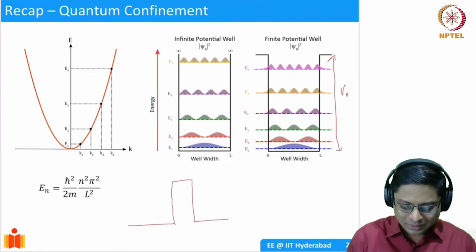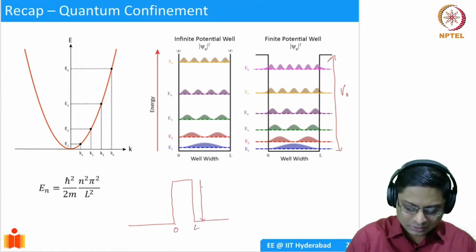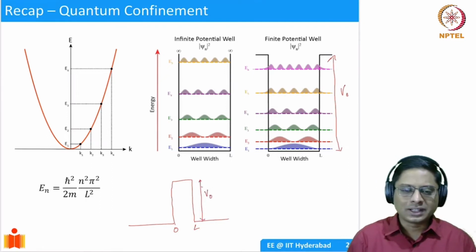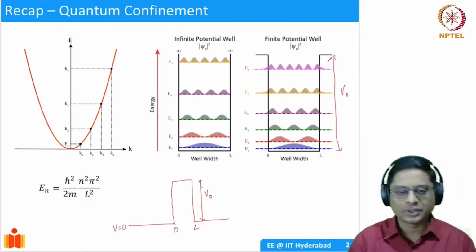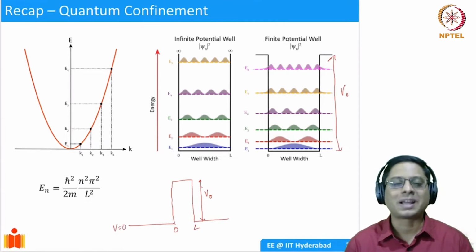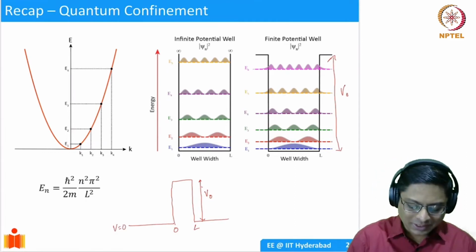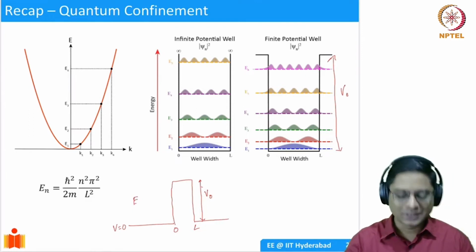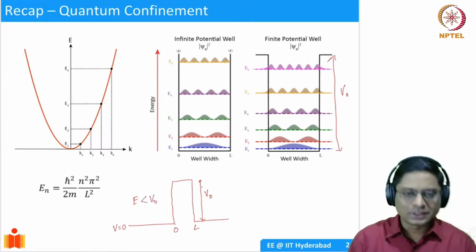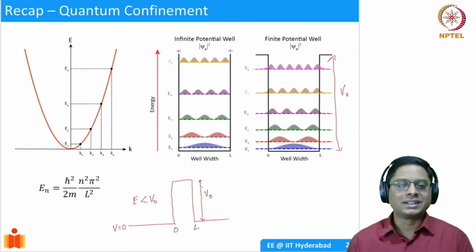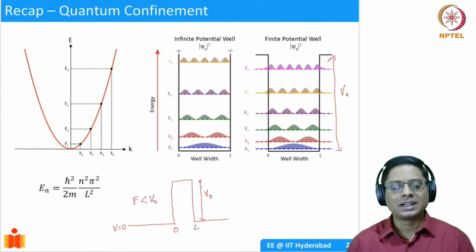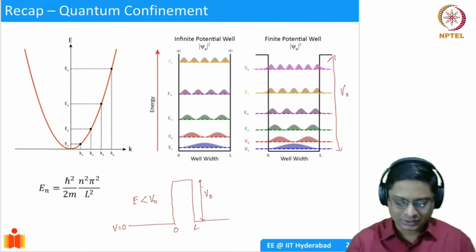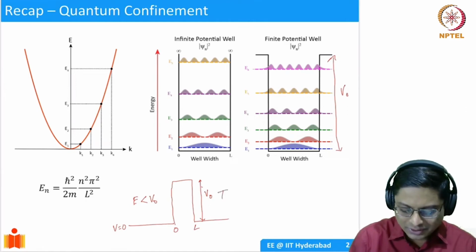So you could think of a potential barrier where you have a barrier of height V0 in the region 0 to L, and then everywhere else the potential is basically 0. Okay? If a particle is incident on this, what happens? So if your particle has an energy E, and if the energy is greater than V0, it just simply goes through, no problem. But if the energy is less than V0, classical mechanics tells us that there is no probability of finding the electron or particle on the other side. This is if you look at transmission probability here.